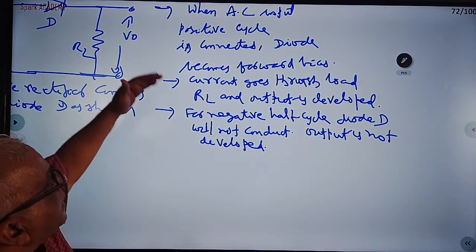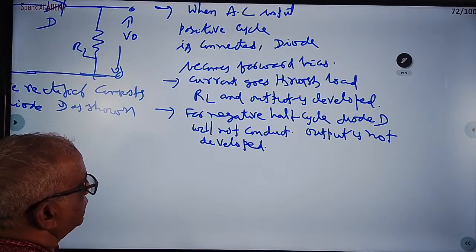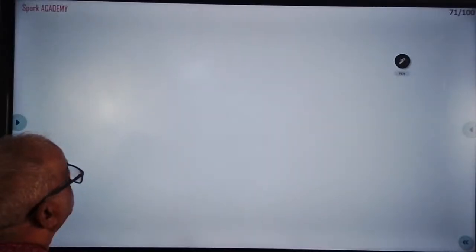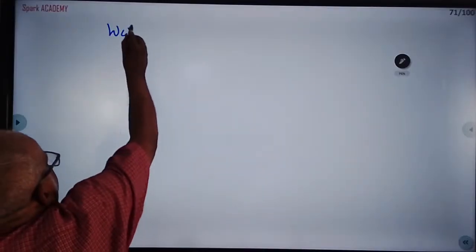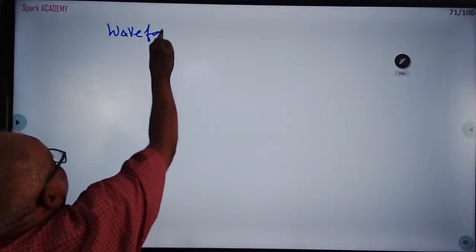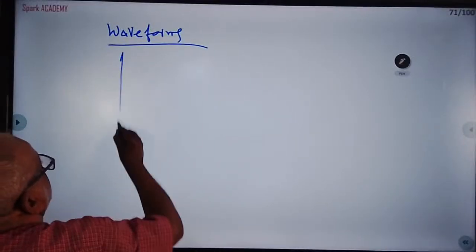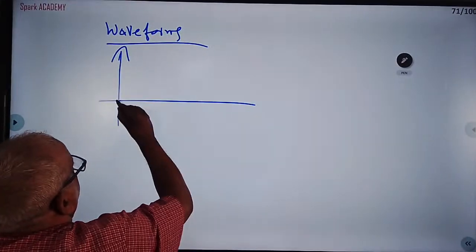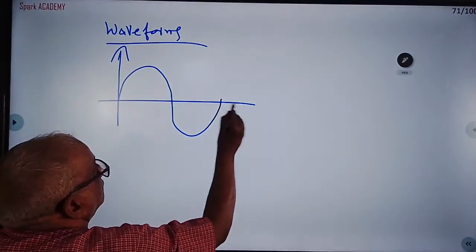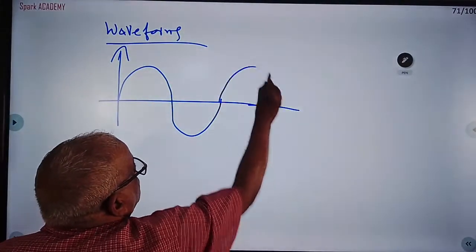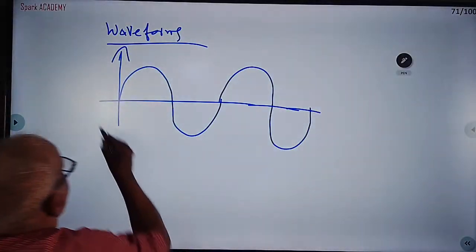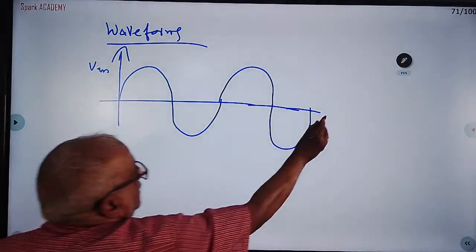This is called working. What are the waveforms? I am drawing waveforms on the next page. Input AC waveform will be drawn by positive, negative. Students, again positive, negative, like this. This is input versus time.